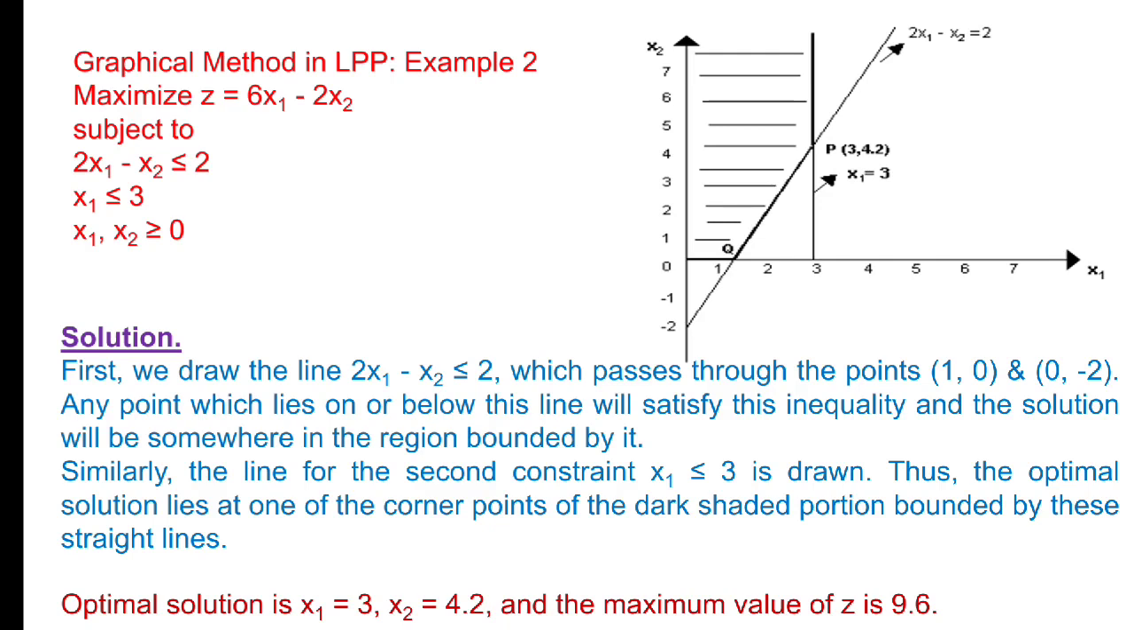This is located in the graph as P. For the maximum value, substitute x1 equal to 3 and x2 equal to 4.2 in z equal to 6x1 minus 2x2, and we will get 9.6. After substitution we get these values.